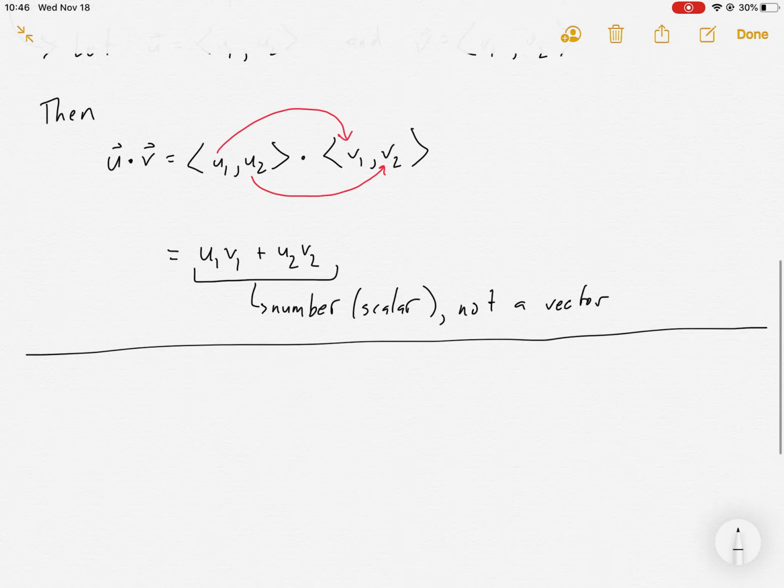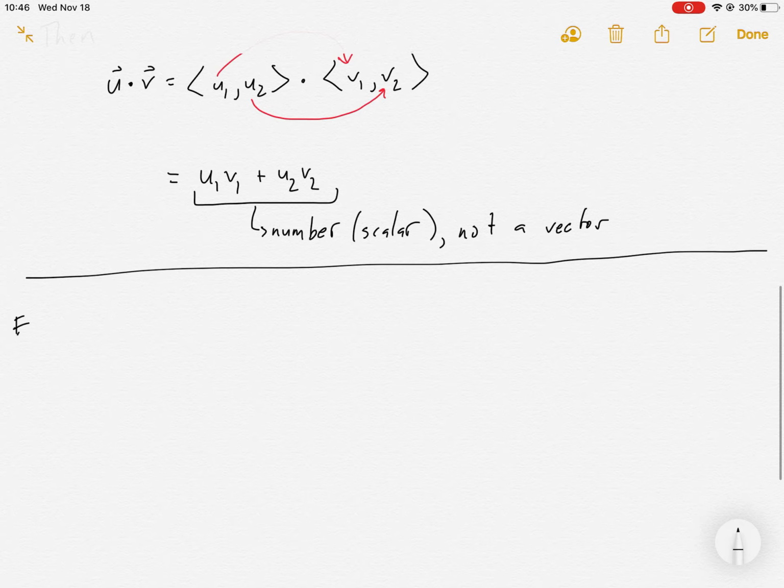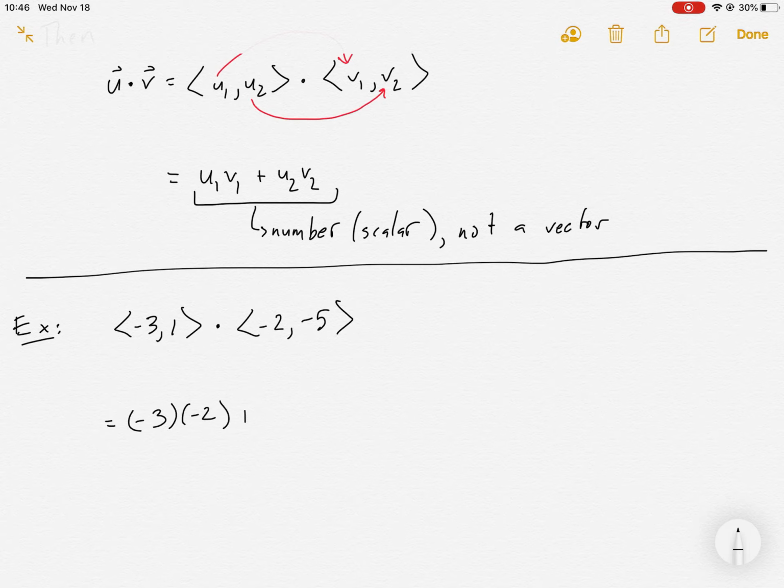So let's take a look at that example I just did before, the two vectors I put up in the beginning of this video. Let's take -3, 1 dotted with -2, -5. What we're going to end up with is -3 times -2 plus 1 times -5. Multiplying that out is just 6 minus 5, so the answer would just be 1.